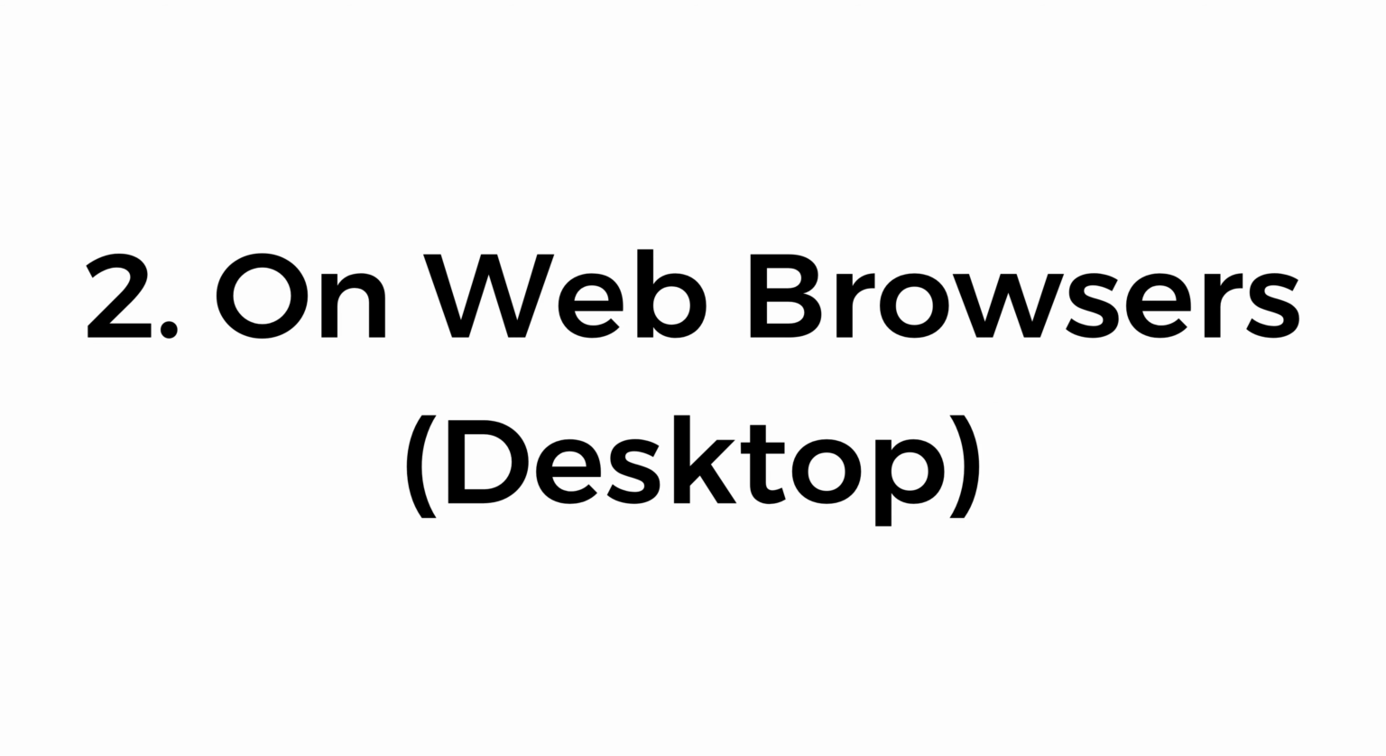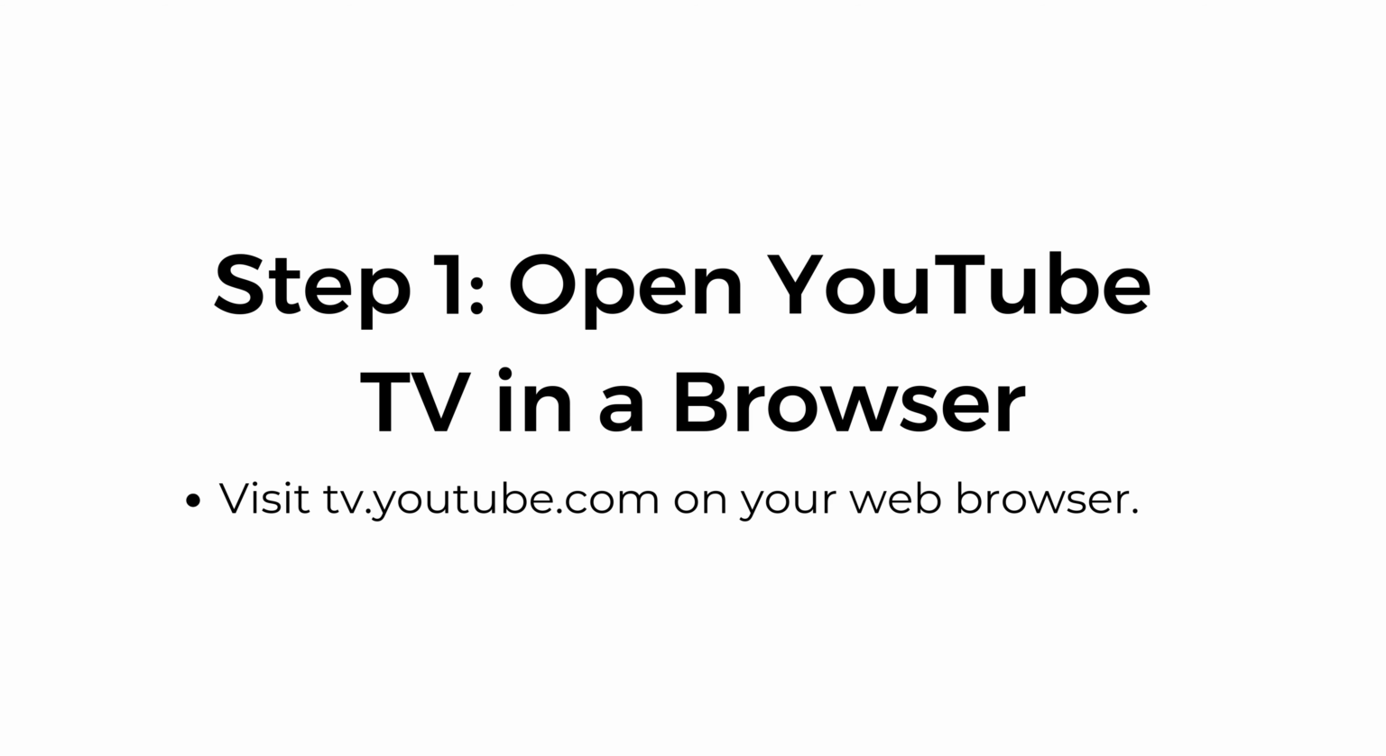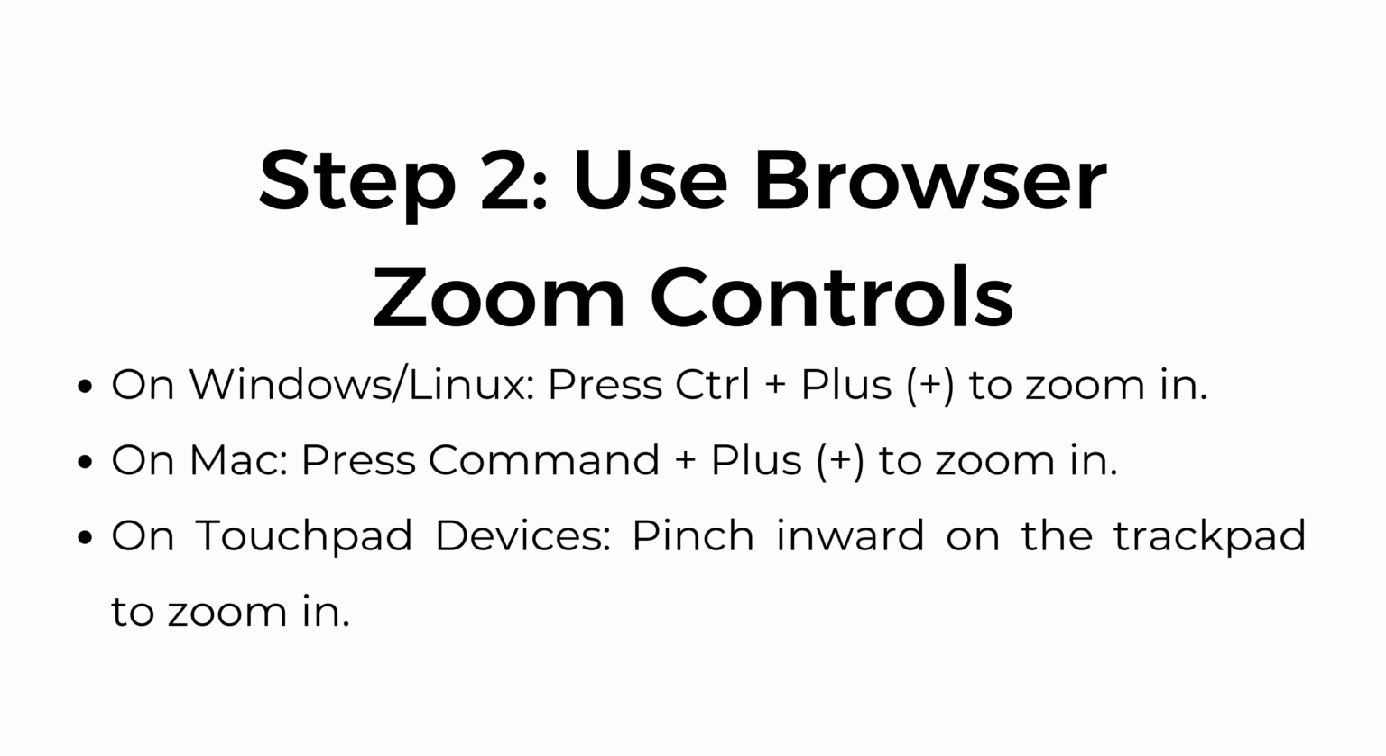2. On web browsers, desktop. Step 1. Open YouTube TV in a browser. Visit tv.youtube.com on your web browser. Step 2. Use browser zoom controls.